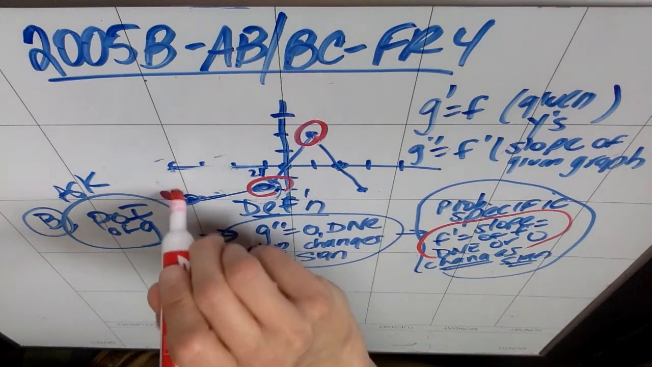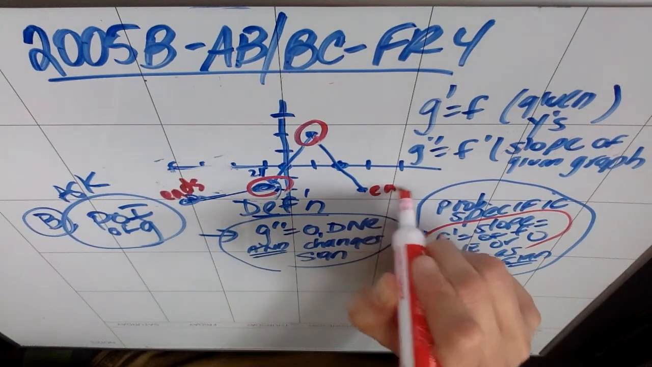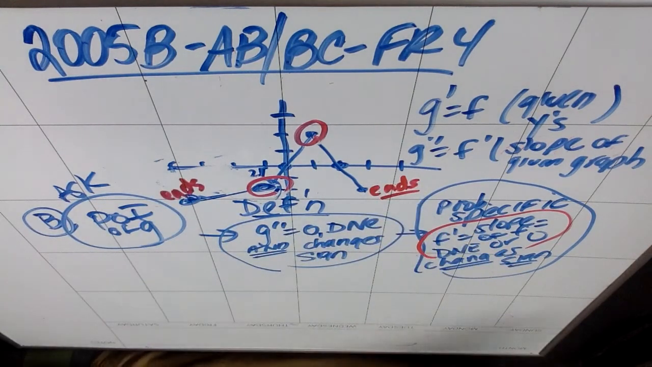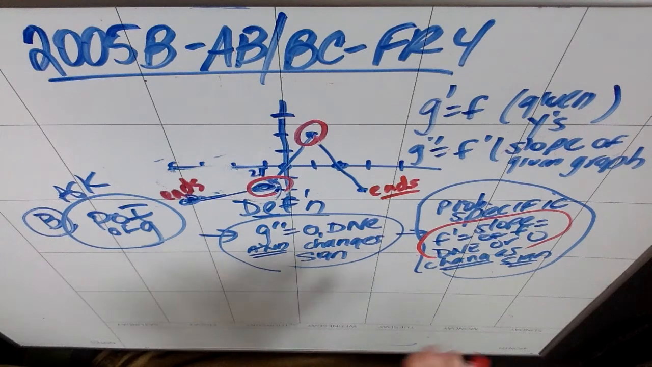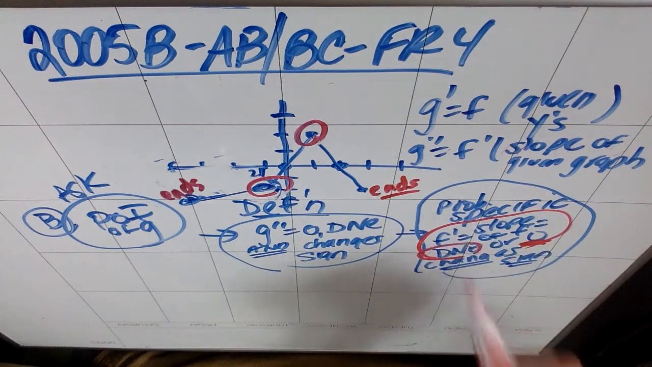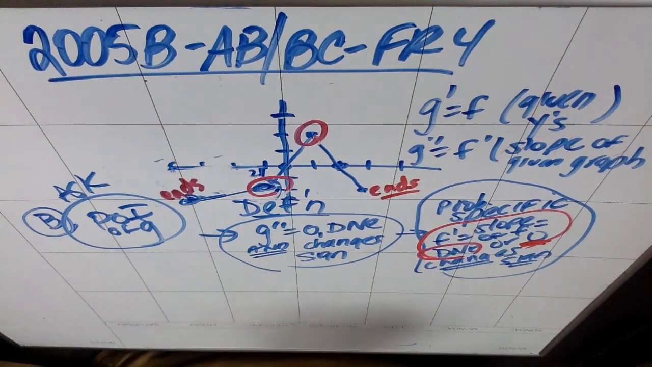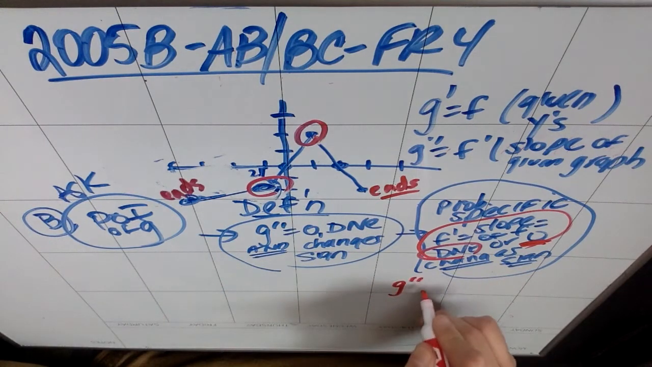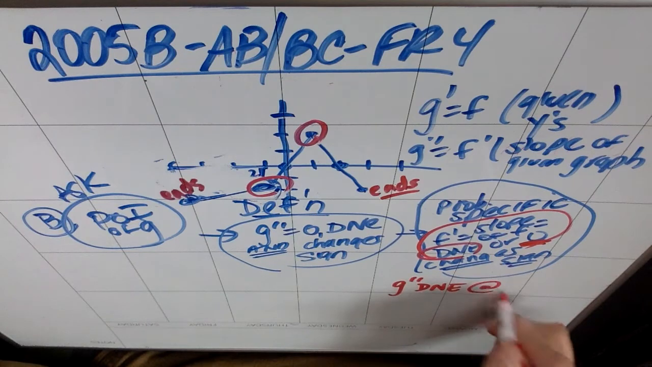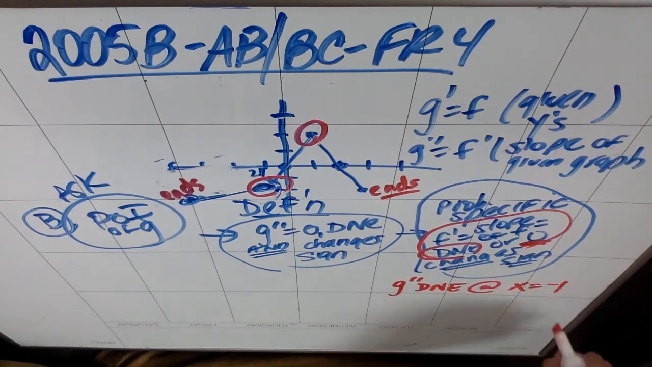And then we also have ends, right? So we have to consider the ends. Ends aren't points of inflection, but we should consider them on the chart. There are no places where this graph has a horizontal tangent, so there are no places that are 0, but there are 2 places that the derivative doesn't exist. So g double prime does not exist at x equals -1, which we already saw in the first part of the problem, and x equals 1, right? Those are the 2 places where g double prime doesn't exist.